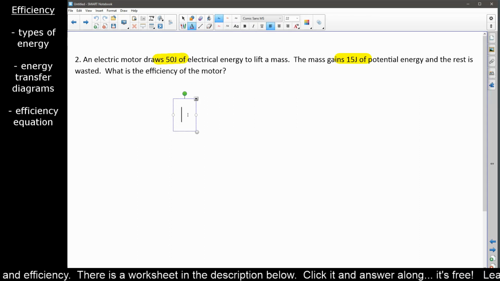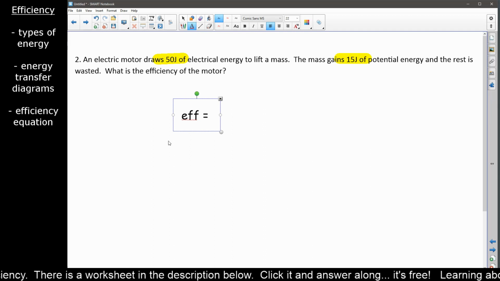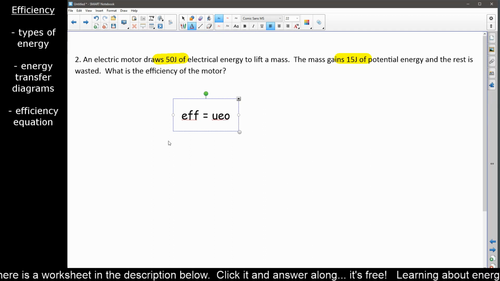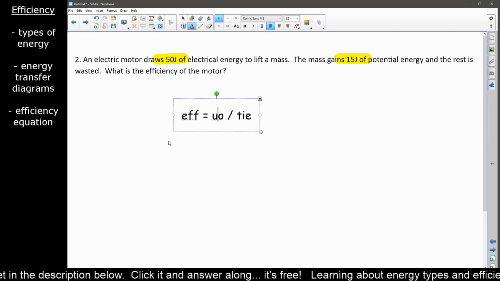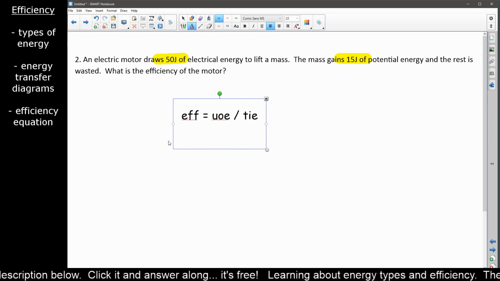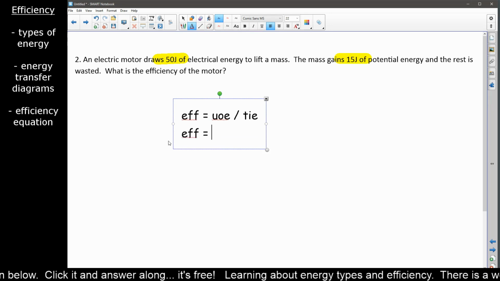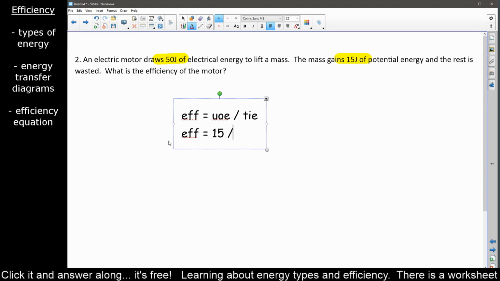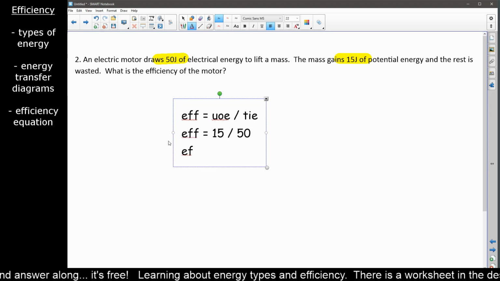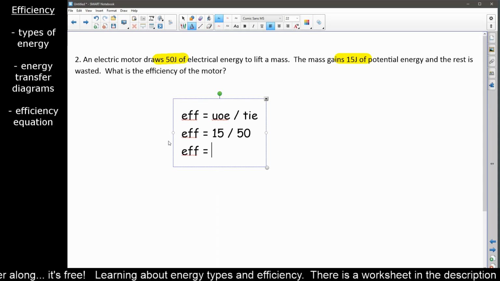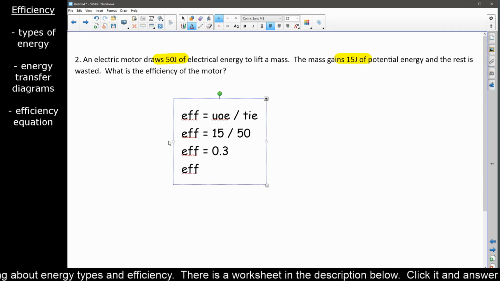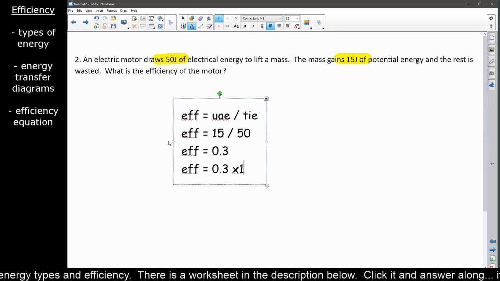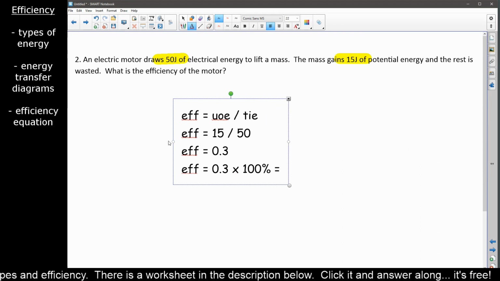So away we go. Efficiency equals useful energy output divided by total input energy. Or useful output energy, as we've been saying throughout this, so we'll get it the right way around. So my efficiency equals my useful output energy, which was 15, divided by my total input, which was 50, giving me an efficiency equal to, hop on the calculator, 15 over 50 gives you 0.3. You could leave it at that, but we like things as percentages, so that gives me an efficiency equal to 0.3 times 100%, which is 30%.